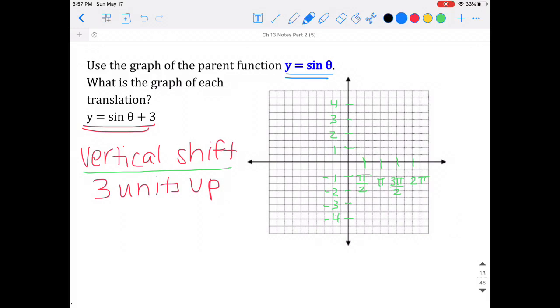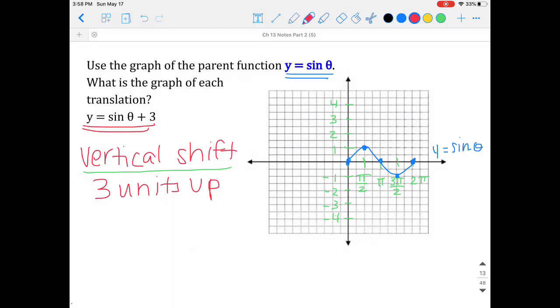We're starting at the origin at 0, 0. First key point is at our max. Second key point is 0. Third key point is our minimum. And our fourth key point is the maximum again. So one cycle looks like this of y equals sine of theta. So that's our parent function.